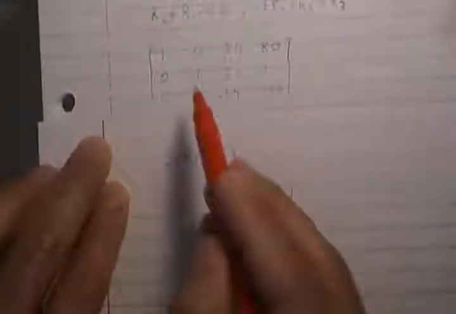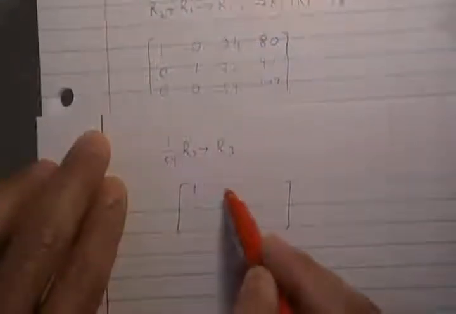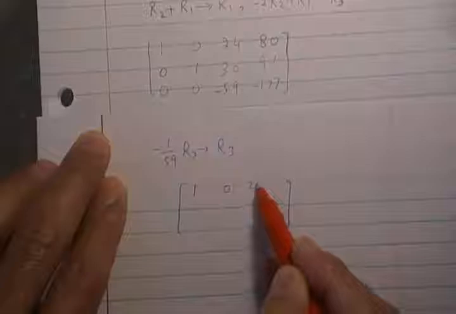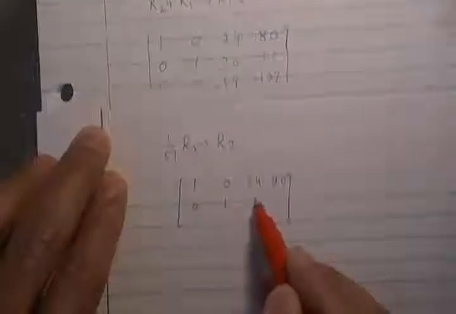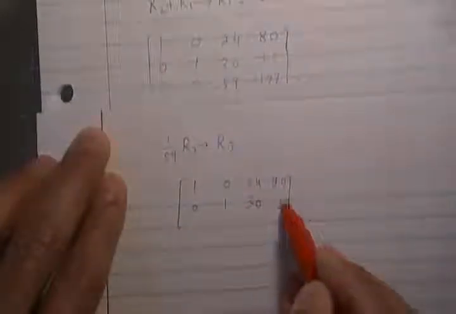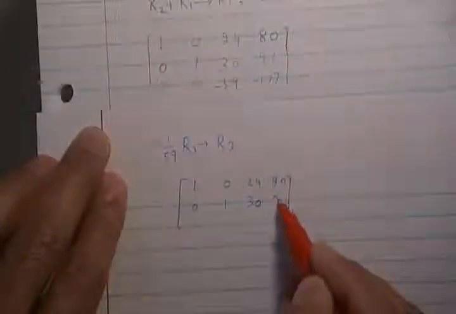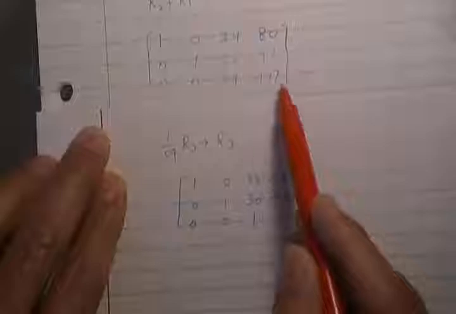Now here you see that only row 3 we are changing. Row 1 and 2 are the same. So that's 1, 0, 24, 80, and then we have 0, 1, 30, 91. Doing this one, 0, 0, 1, and now negative 177 divided by negative 59, so that would be plus 3.